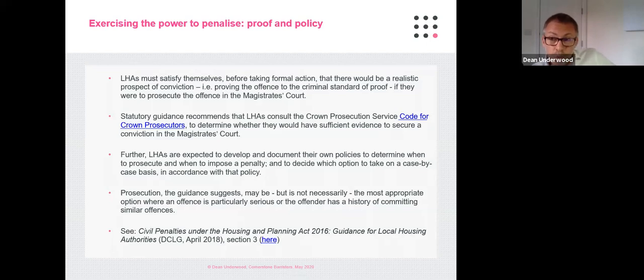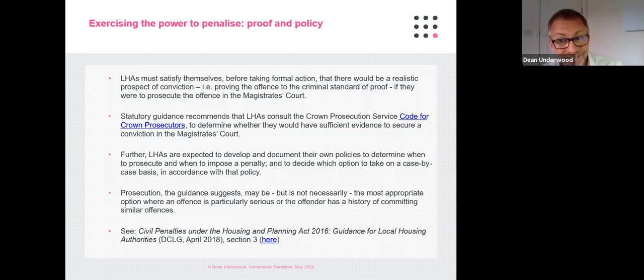How does one assess whether there is a realistic prospect of prosecution and conviction? Well, to that end, the statutory guidance, to which there is reference at the bottom of the slide, recommends that local housing authorities consult the Crown Prosecution Service Code for Crown Prosecutors in order to determine whether they have enough evidence to secure a conviction in the magistrate's court. Now, there is a link to that code.